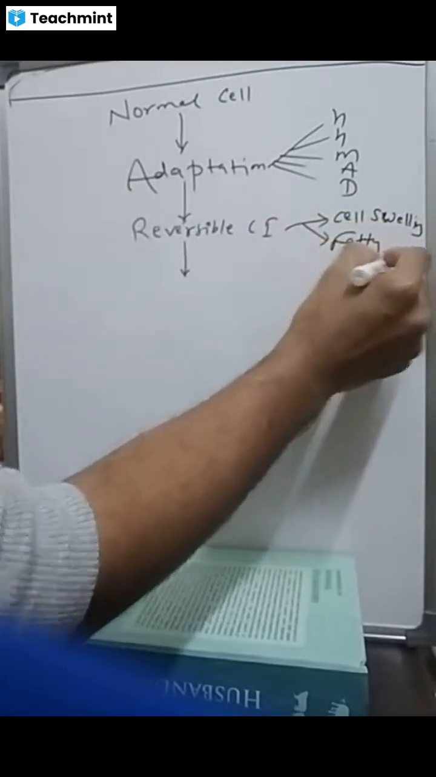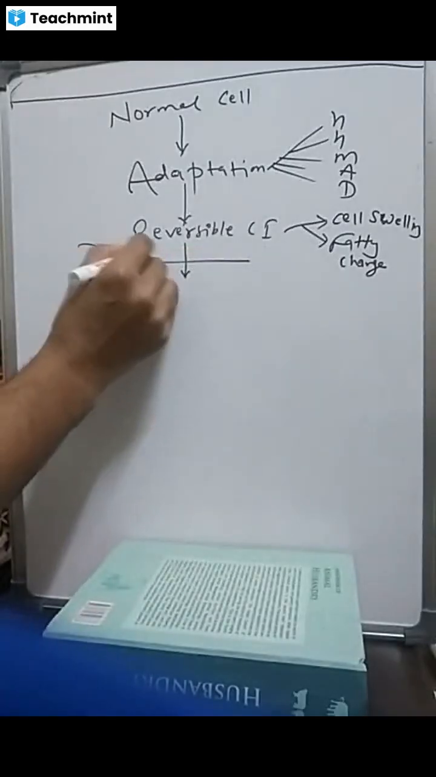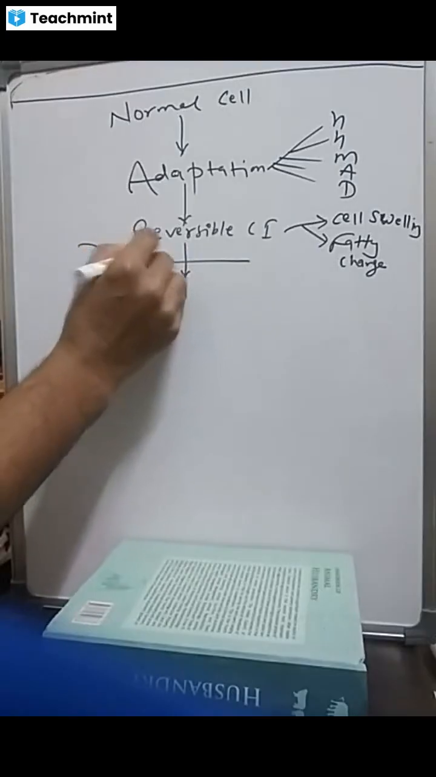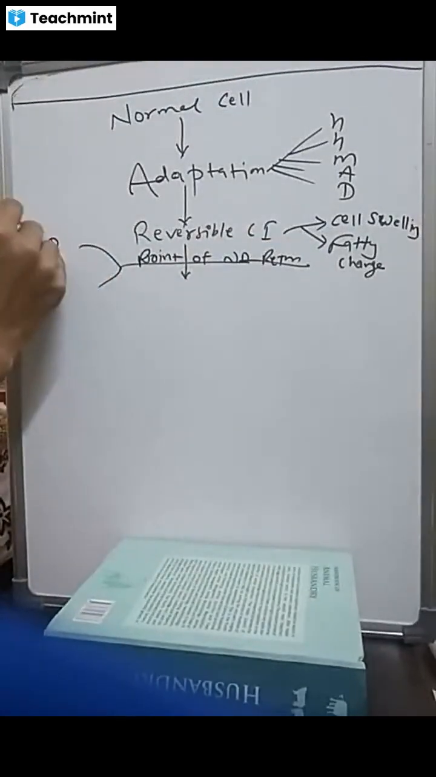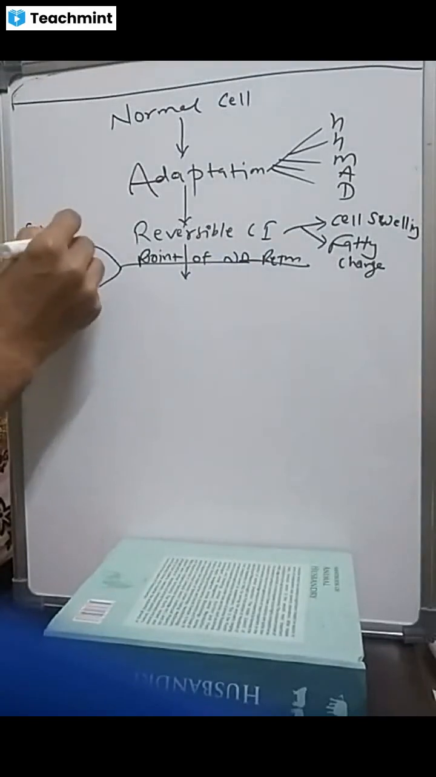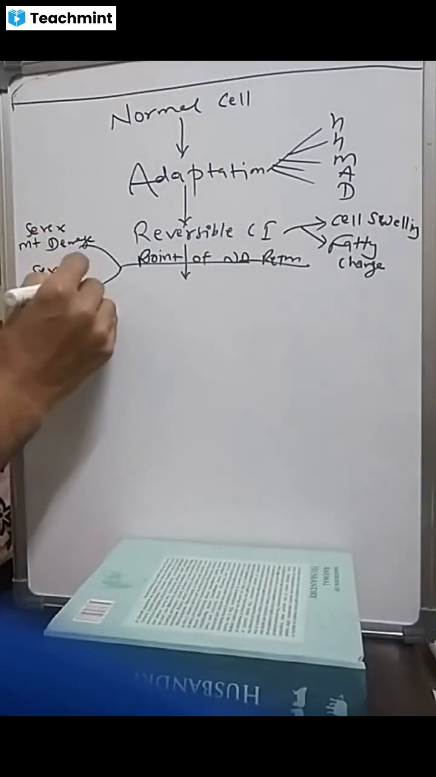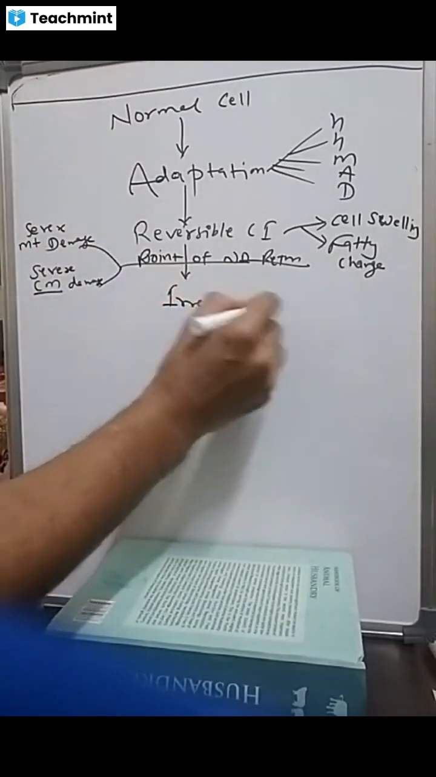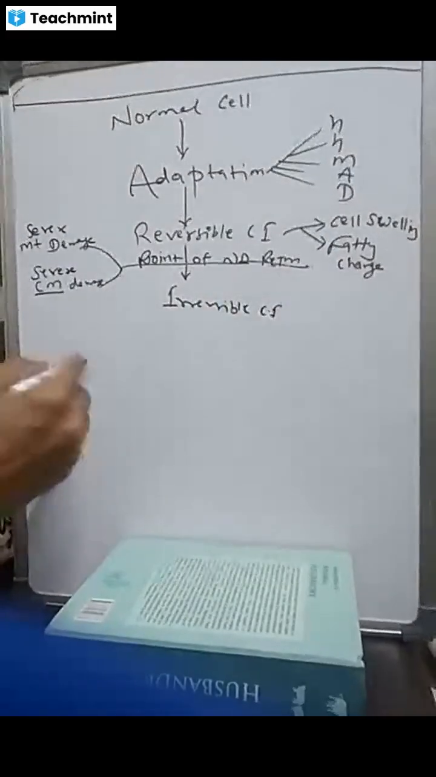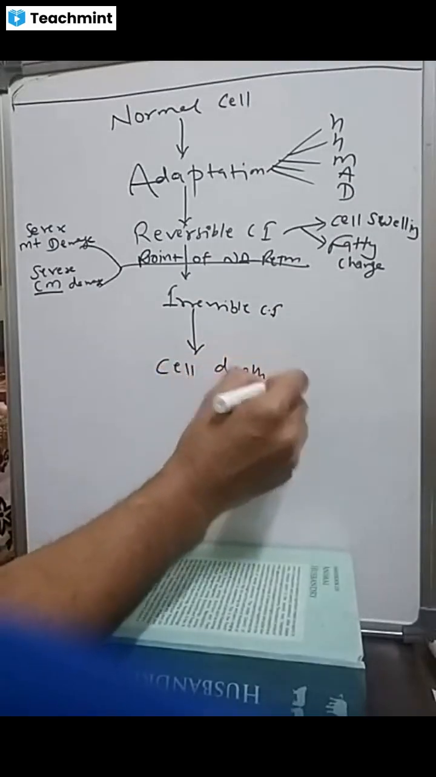After this, it reaches a point of no return. And these two are severe mitochondrial damage and severe cell membrane damage. After this, it enters into irreversible cell injury. After irreversible cell injury, cell death occurs.